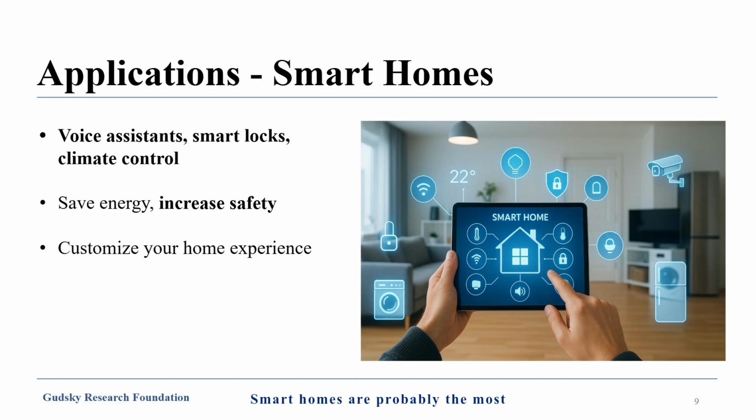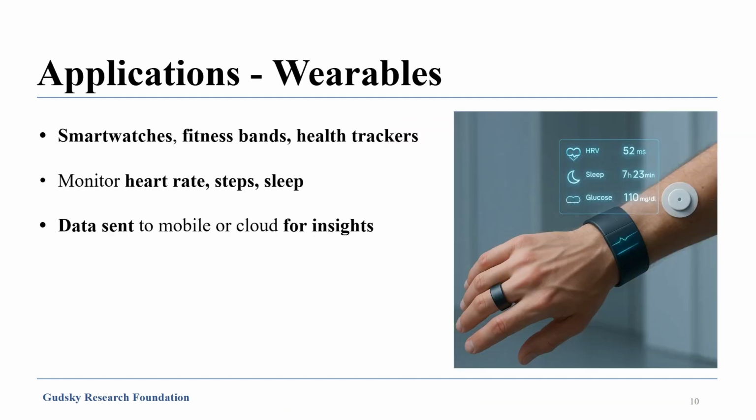Smart homes are probably the most visible use of IoT. We have got voice assistants like Alexa or Google Home, smart locks that open with your phone, and thermostats that adjust based on your routine. These devices help save energy, add security, and make life a bit more comfortable. Like you could be away from your home and the things in your home could be automated as per your requirement before you arrive home. That's IoT making your home smart.